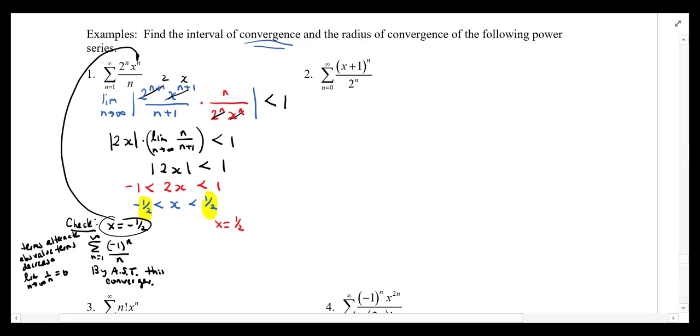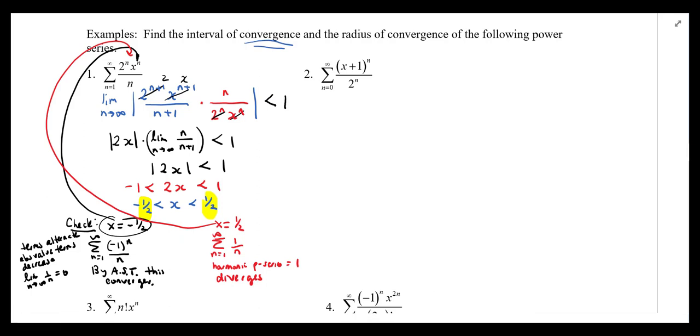And then what about x equals 1/2? I better check that one, so I'm going to plug that back into the original as well. Sum of n equals 1 to infinity. This time I just get 1 to the power n, which is 1, all over n. This, I think you know, is the harmonic series, or the p-series, where p equals 1. So therefore, this one diverges. Okay? So after all this work, now you can answer the question.